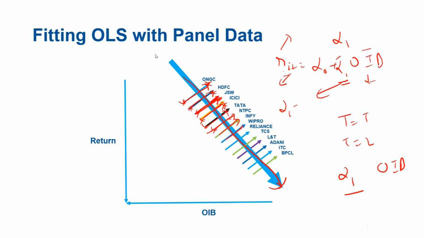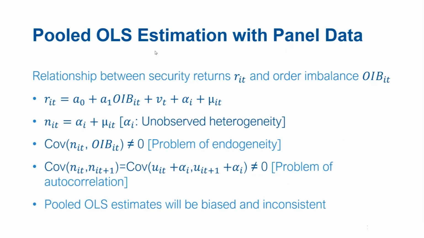Let us also look at econometrically what happens with panel data estimation when done through OLS. Remember this equation which captures the impact of OIB on returns. Here we noted that alpha i, the unobserved heterogeneity, is not accounted for by any variable. It may be size of the security, may be beta of the security. For the time being, we'll ignore this Vt term, which is the security invariant term moving with time. We may assume that we have modeled it through a dummy variable or something like that. So we'll ignore it for the time being and focus on this unobserved heterogeneity alpha i, which is specific to securities.